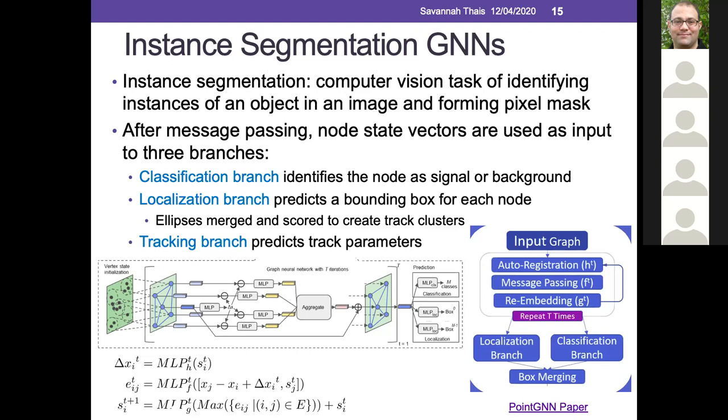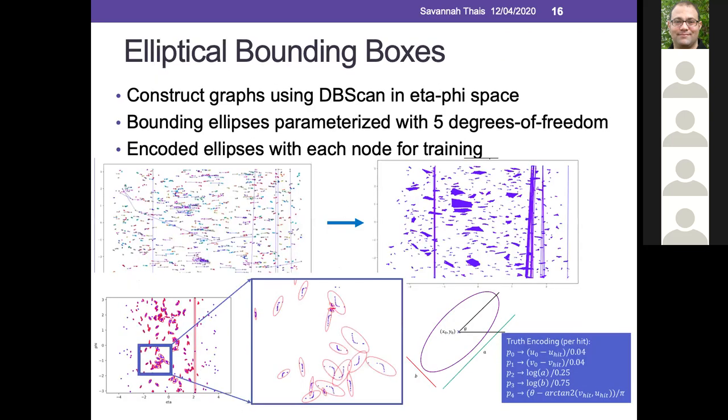So in our case, we have three branches. A classification branch that labels the node as signal or background, a localization branch that predicts a bounding box around each node, which is then merged to create track cluster candidates, and then a tracking branch that takes those track cluster candidates and tries to directly predict the track parameters. So this architecture allows you to do the full track finding process in one architecture that you can train end-to-end all together.